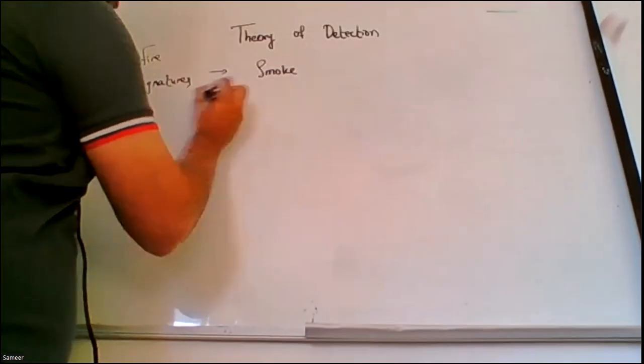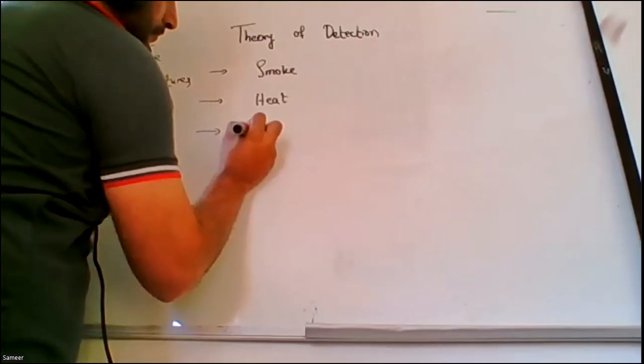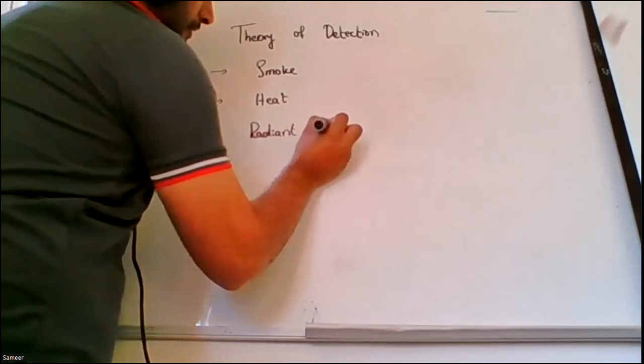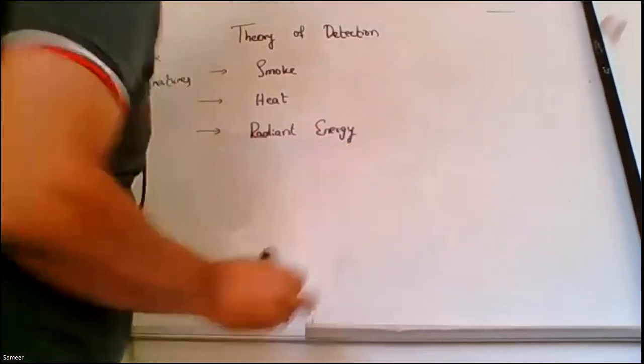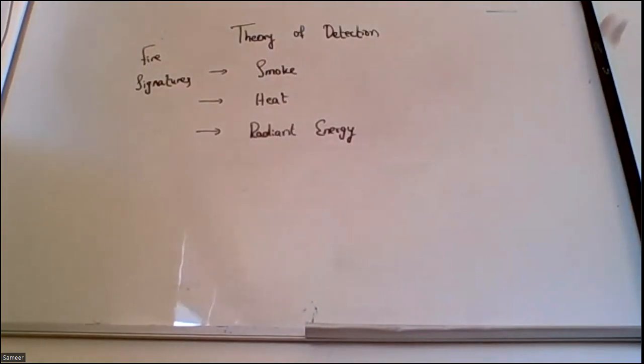Fire signatures are smoke, heat, and radiant energy. These three are the signatures that usually come from the fire: smoke, heat, and radiations, right?